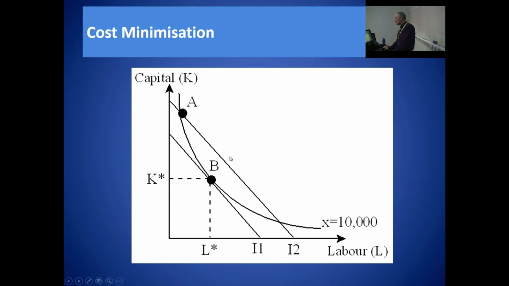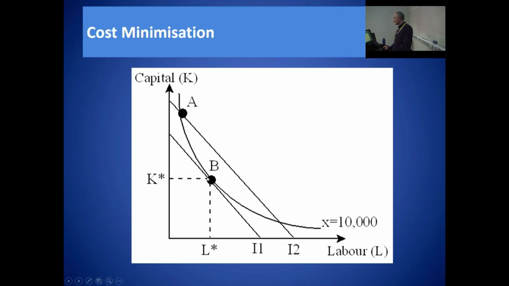So, as we move along the isoquant from point A towards point B, you can see that the iso-cost lines we would be on would be closer to the origin. They're cheaper ways of producing the output. And this will continue until we arrive at point B.